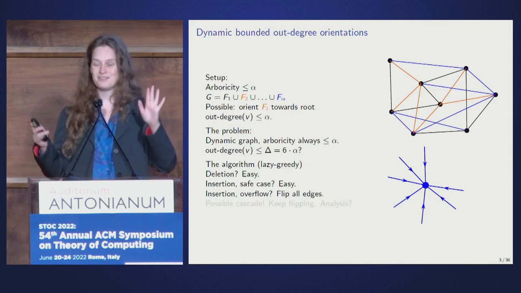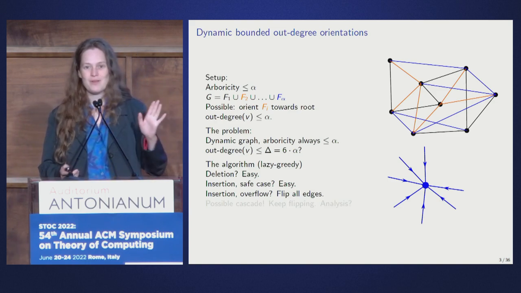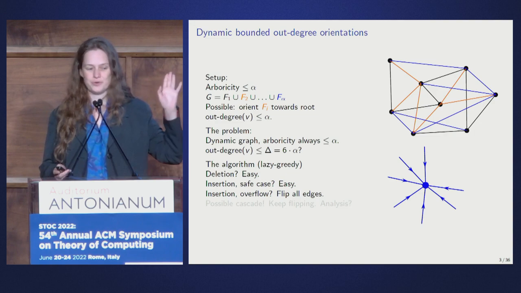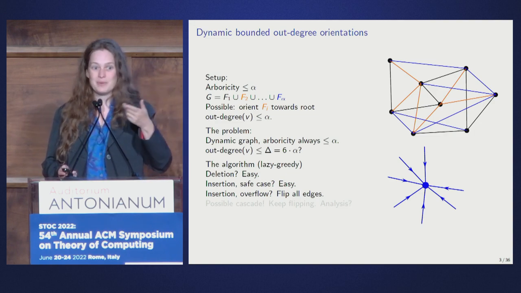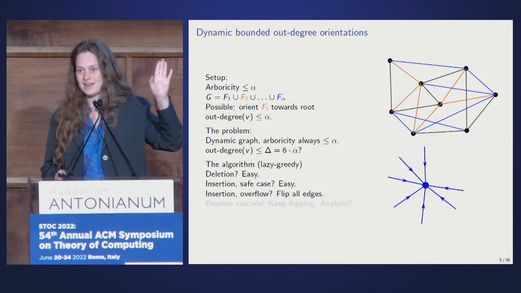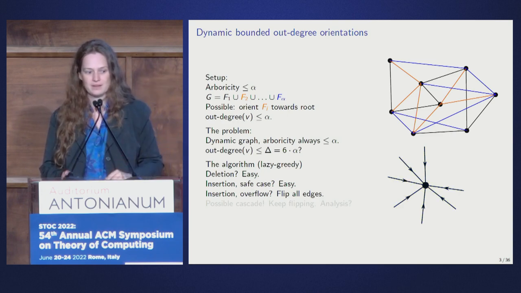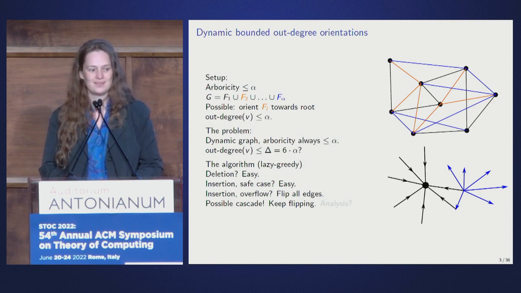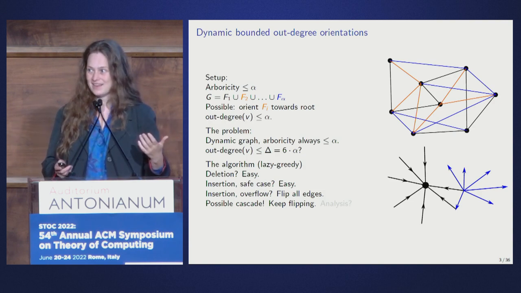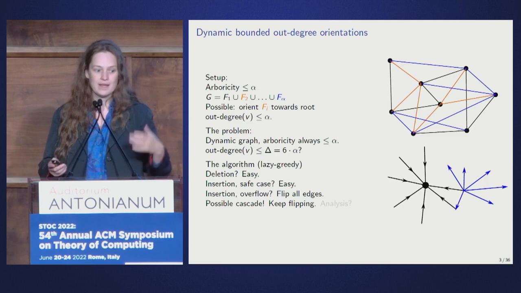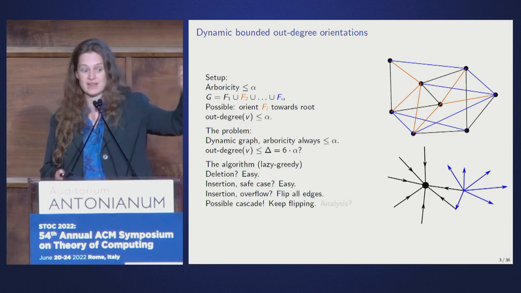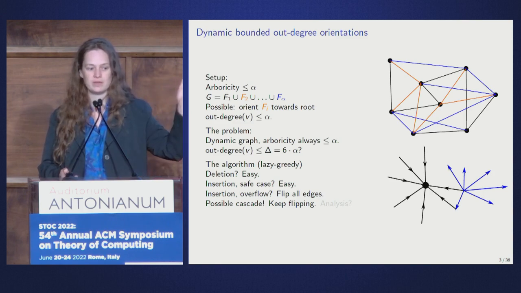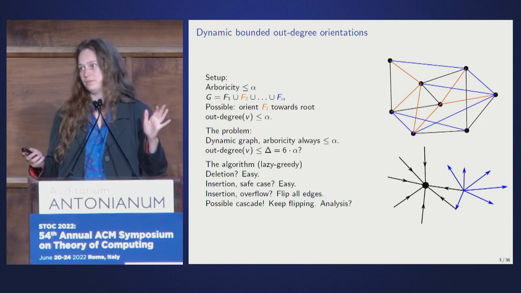Again, really stupid, right? What's the problem now? I mean, this cannot work, right? One of those out edges that now became an in edge, suddenly this guy is an out edge to someone else, right? Like this. So this might cascade a whole lot, and then you put whoever is now overflowing on a stack or a queue or whatever, and then you keep flipping all the edges until there is no more overflow. Okay.